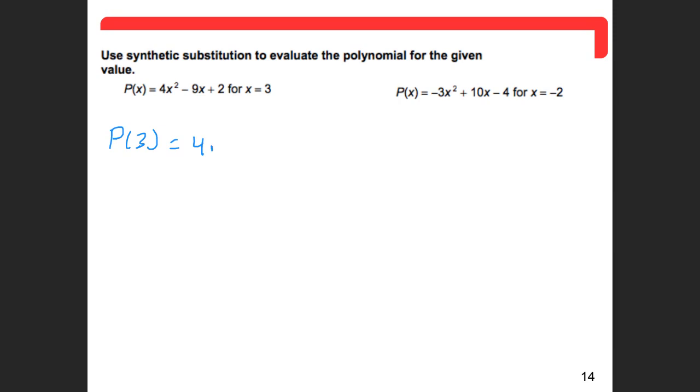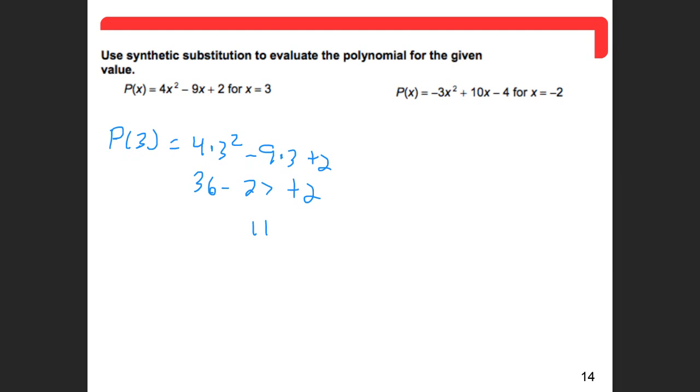So that would be 4 times 3 squared minus 9 times 3 plus 2. So 3 squared is 9. 4 times 9 is 36 minus 27 plus 2. So 36 minus 27 is 9. 9 plus 2 is 11. Is that right? Hope so.